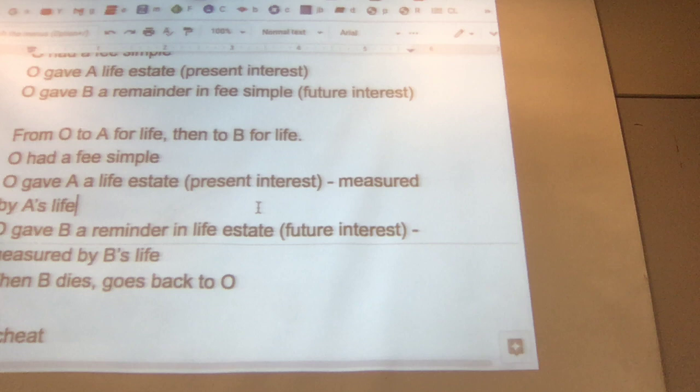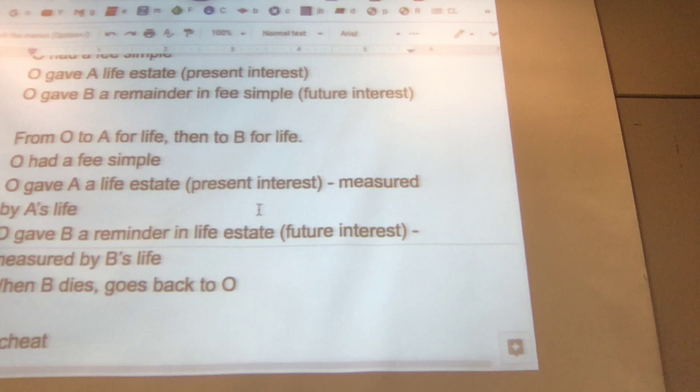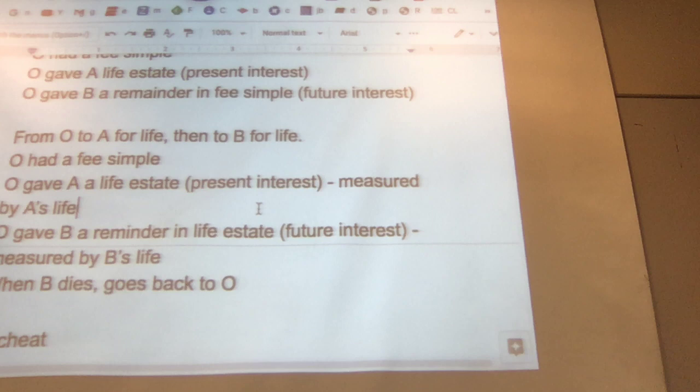All right, everybody dies. Everyone's dead. You go to O's heirs, correct? If O is dead, then it goes to O's heirs. That's correct. All right.